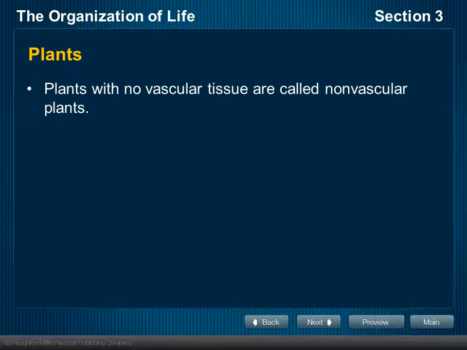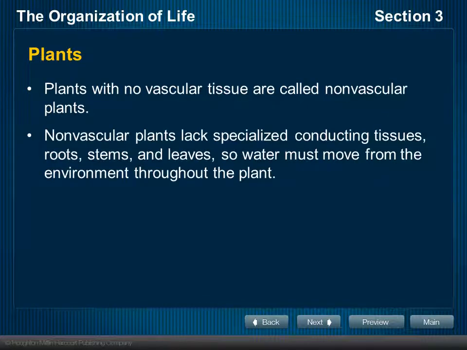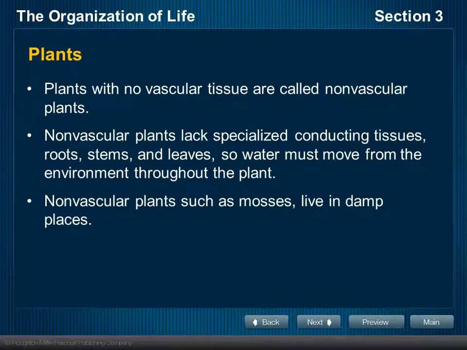There are plants with no vascular tissue, no stem, so to speak, between the leaves and the roots, and we call them non-vascular plants. They don't have specialized tissues for conducting. They don't have true roots, stems, or leaves. So water just moves and is absorbed into the whole plant and through the plant. These include things like mosses, which generally only exist in damp areas because they have to be in contact with moisture to absorb it into the whole plant.